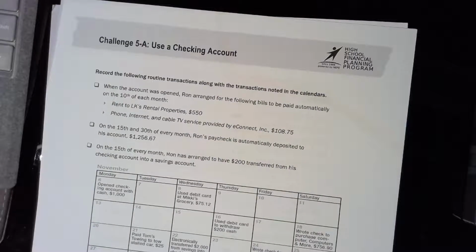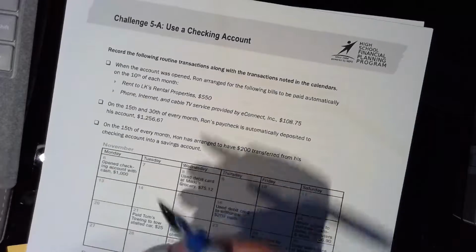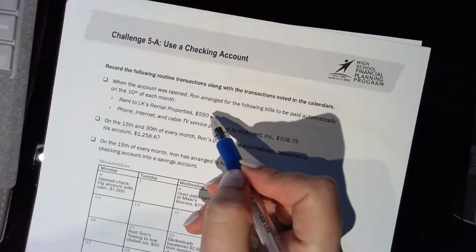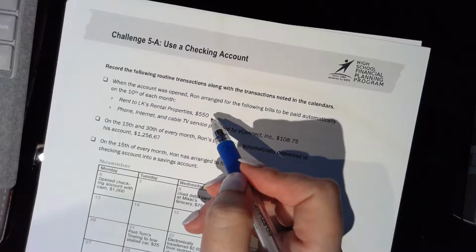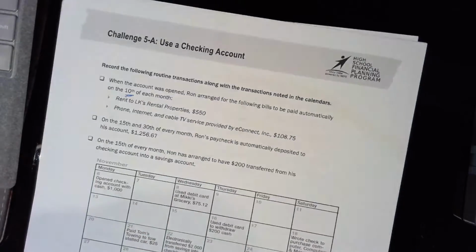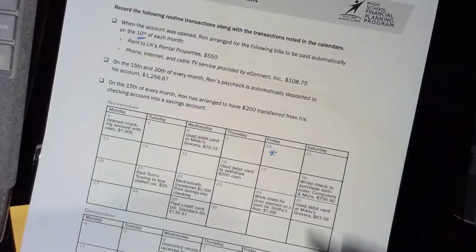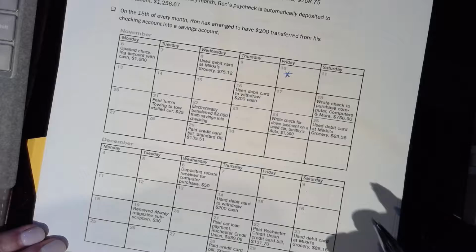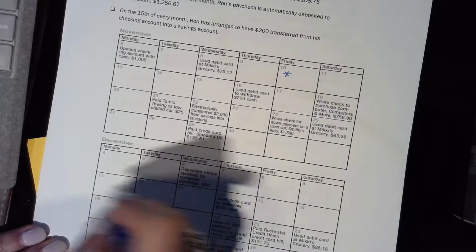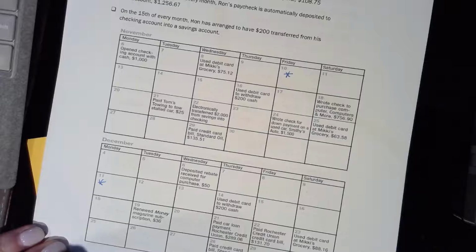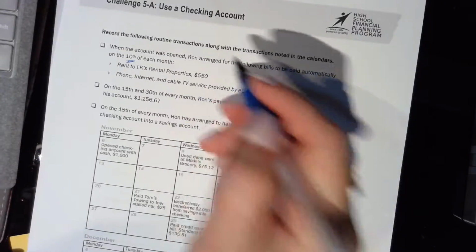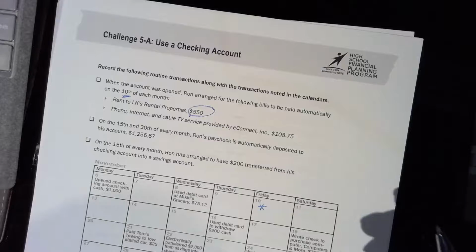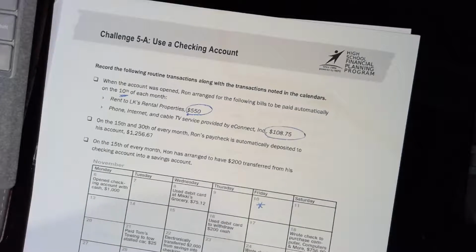So here's Ron's life and Ron's calendar. All right. Here's some things that happen automatically. If it's automatic, you're not going to see that it happens, and it's just going to be deducted from your bank account. So on the 10th of each month, which is here, it'll probably be on the Monday because banks don't work on Sundays. We've got a $550 automatic transfer and an $108 automatic transfer.